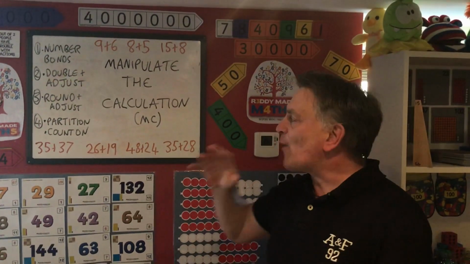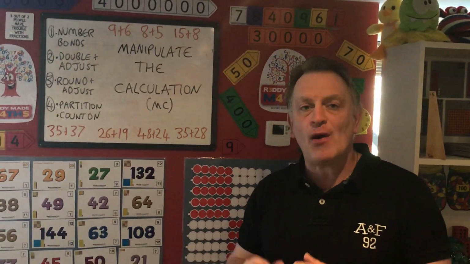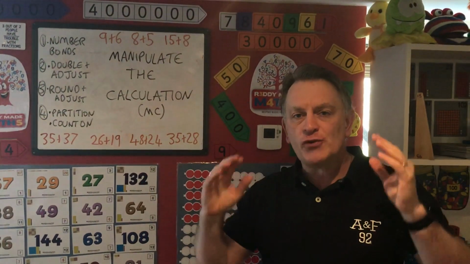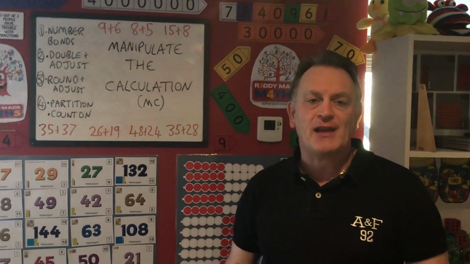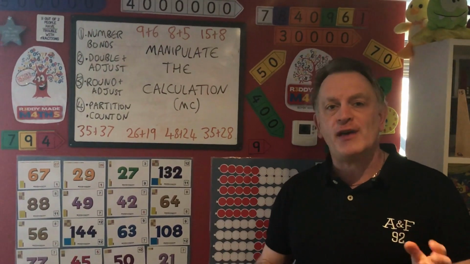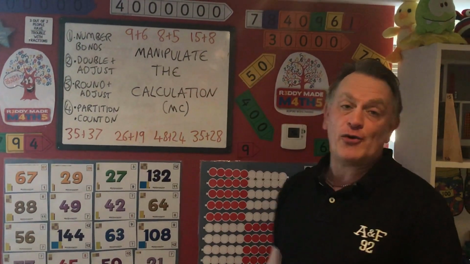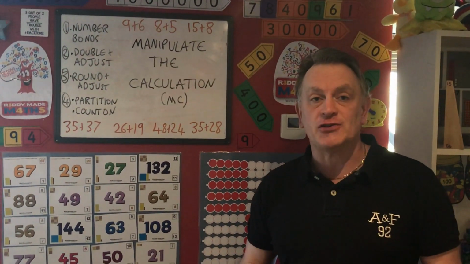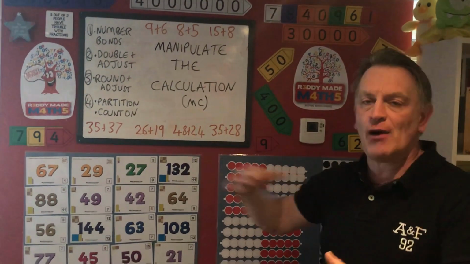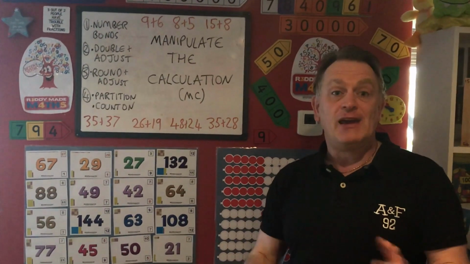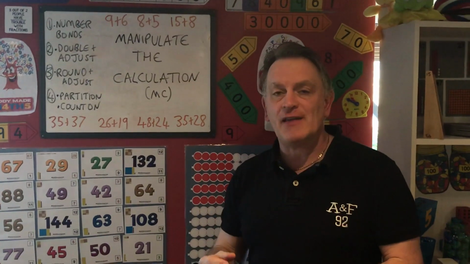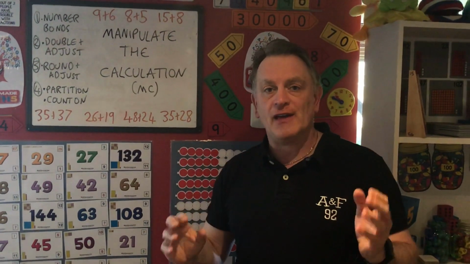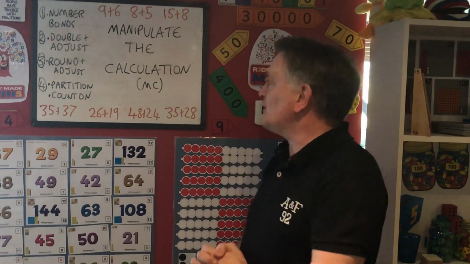Now, we've probably been doing quite a lot of that over the course of the week anyway, without really realising it. But children who become very, very proficient at mental calculation, a lot of children in the Far East, for example, that's pretty much their only strategy. Manipulate the calculation. They don't have the others, they just look at a calculation and think, how can I make it easier? What can I do? Can I manipulate it so that overall the calculation is easier than the one I started off with?